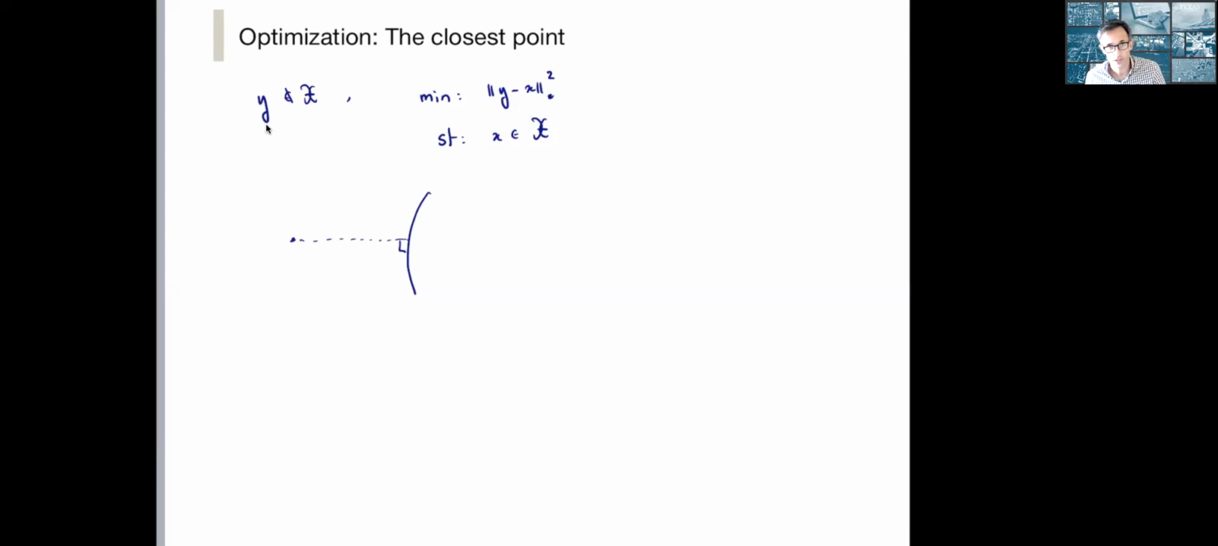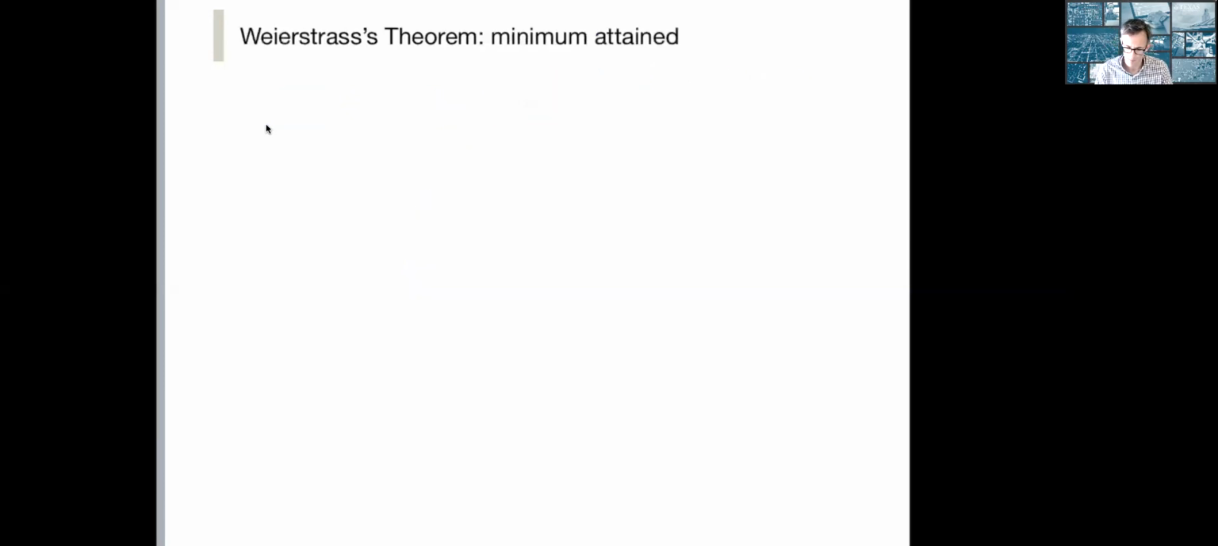Now, a first question you might have is, how do I even know that for a general closed and convex X, this optimal point exists? Certainly in the picture that I've drawn, it exists. And this is our first order of business. We're actually going to appeal to a theorem from analysis called Weierstrass's theorem, which I'm not going to prove, which says the following.